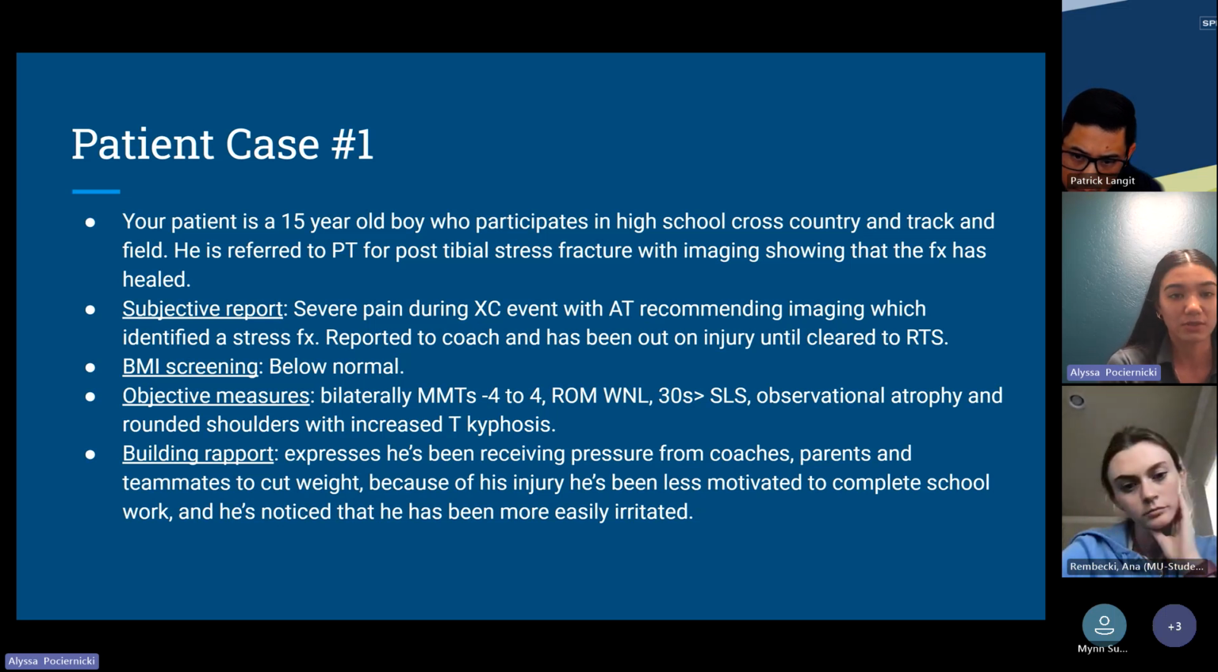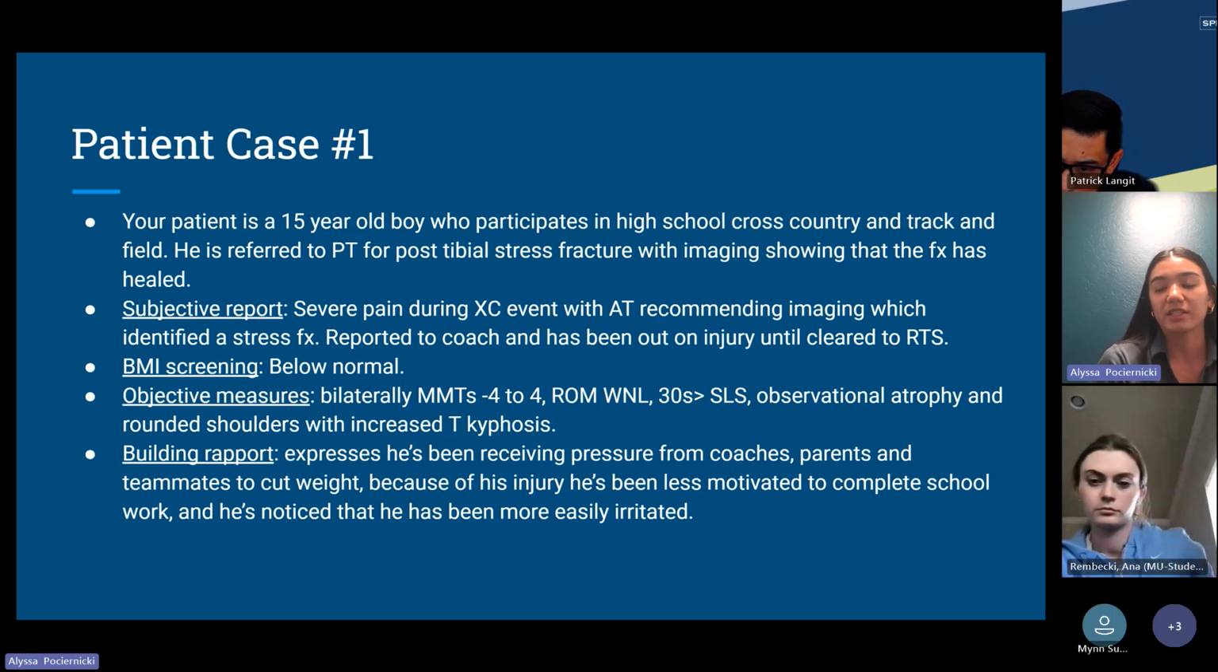He is referred to physical therapy for post-tibial stress fracture with imaging showing that the fracture has healed. In his subjective report, he said that he had severe pain during a cross-country event, with his athletic trainer recommending imaging, which identified a stress fracture. He reported it to his coach and has been out on injury until cleared to return to sport. You take all of your measurements and you ask him for his height and weight. Raintree flags you and says that his BMI is below normal.